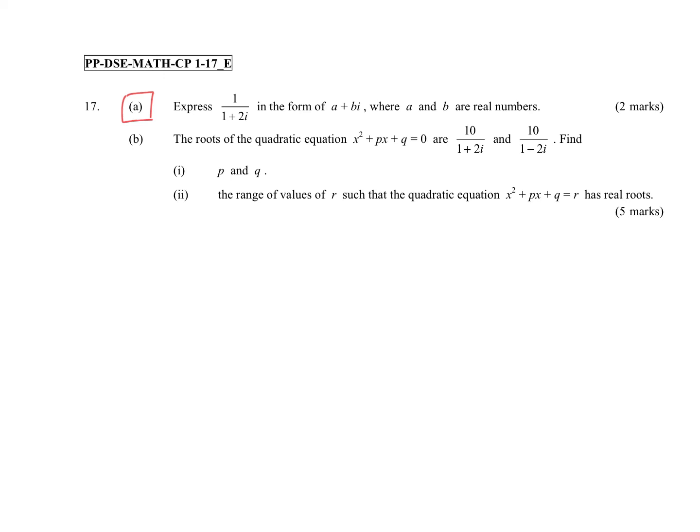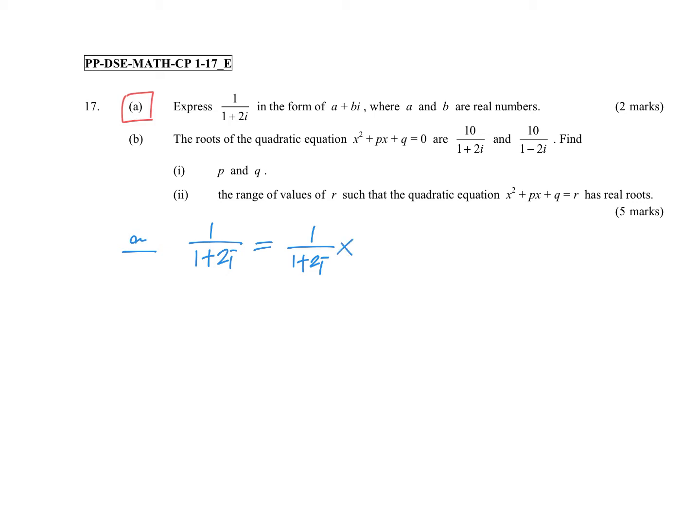So this problem will be about a conventional question about complex numbers and also about quadratic equations. Okay, and then for part A, you can see we have 1 over 1 plus 2i. So we see the complex number i in the denominator, so of course we need to do the rationalization of the denominator.